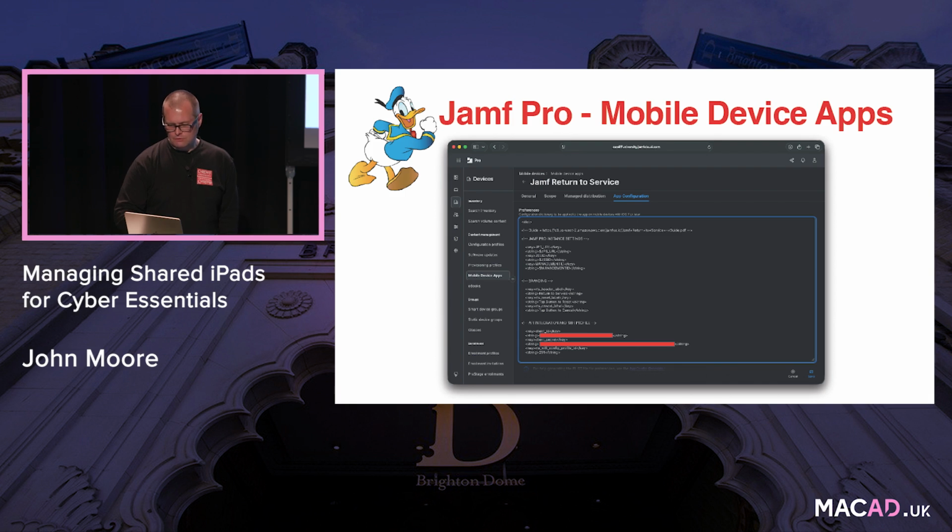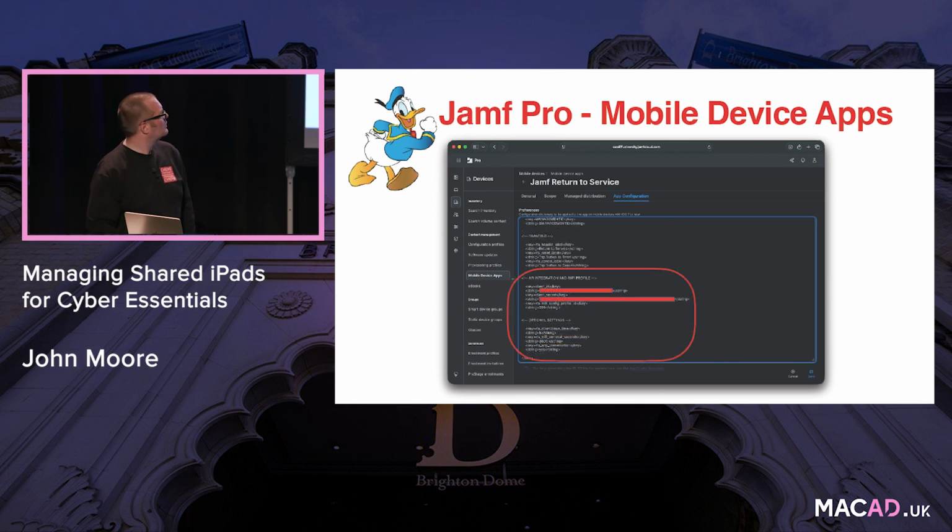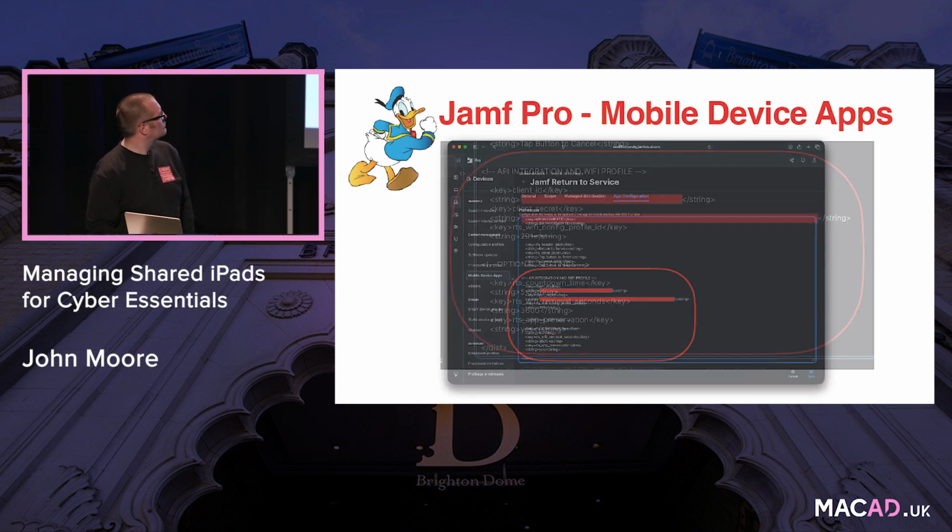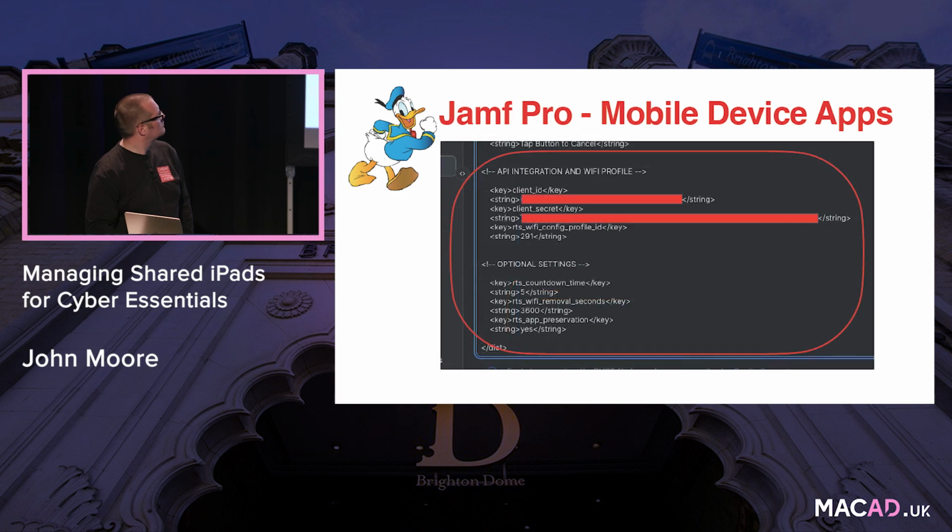Next is Jamf Return to Service. This one is a bit unusual in that it has its own API ID and client secret. The other ones don't. And it links to the base settings Wi-Fi profile ID number. So it's 291. You get that from the URL when you're browsing it in Jamf.